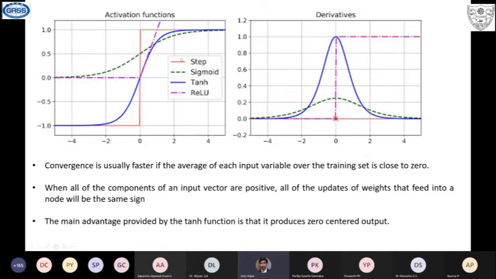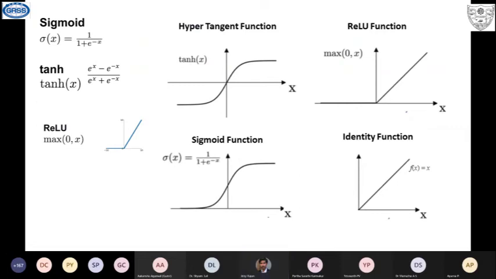The other advantage of TANH is that the derivative of TANH is higher. Here you can see the derivatives of different activation functions. These are the 4 activation functions that I plotted here, and these are their derivatives. This is the derivative of a sigmoid, and this is the derivative of TANH. You can see that the derivative of TANH is higher than the derivative of sigmoid. So a TANH neuron will learn faster than a sigmoid neuron. This is the advantage of using a TANH neuron. So instead of using a sigmoid neuron, if you use TANH, then your neural network will learn much faster.